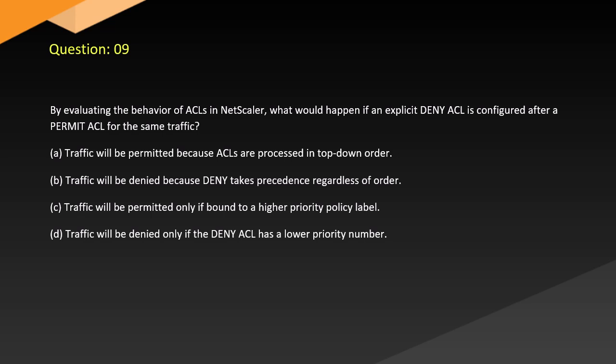Question 9. By evaluating the behavior of ACLs in NetScaler, what would happen if an explicit deny ACL is configured after a permit ACL for the same traffic? A. Traffic will be permitted because ACLs are processed in top-down order. B. Traffic will be denied because deny takes precedence regardless of order. C. Traffic will be permitted only if bound to a higher priority policy label. D. Traffic will be denied only if the deny ACL has a lower priority number.